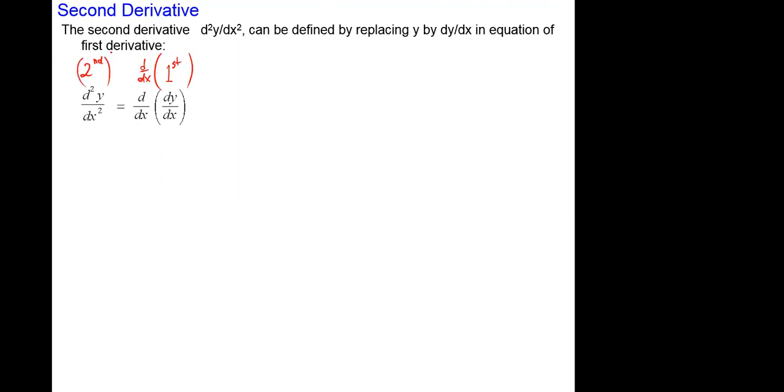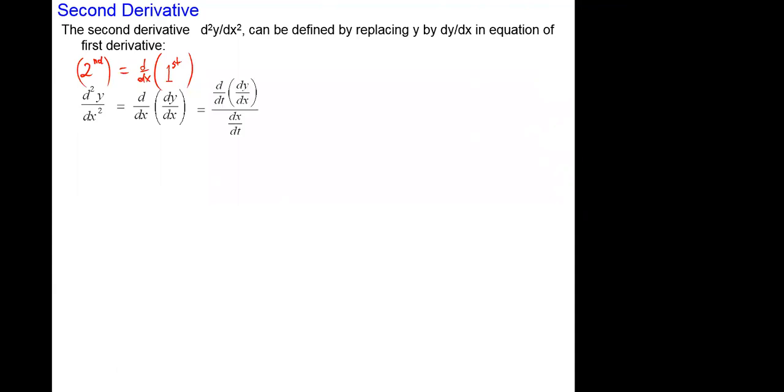Second derivative. We know second means the second derivative, first means the first derivative. That's the notation. It's the derivative of the first derivative. But let's see, because we do have to put t.